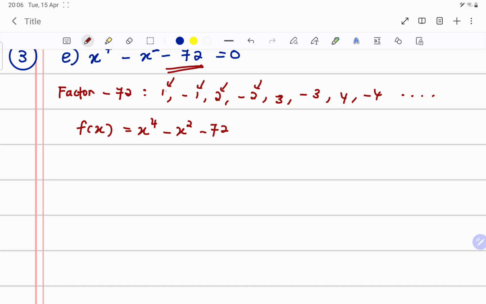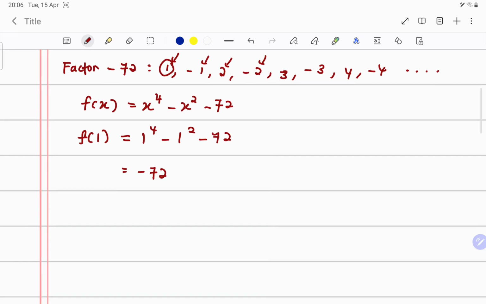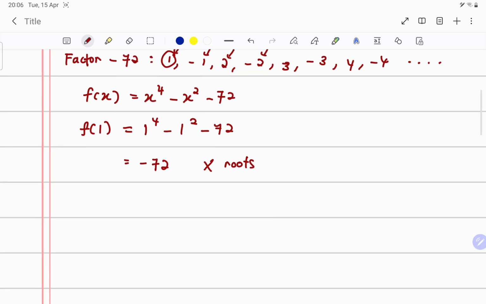First of all, we just input x equal to 1. So I substitute 1 inside the equation. Here, 1 to the power of 4 minus 1 to the power of 2 minus 72. The answer here is negative 72. It's not equal to 0, right? So that's why this is not considered a root, or a value of x. Okay, now you try with all of these.